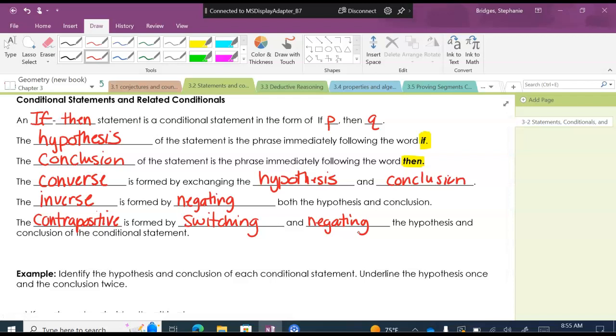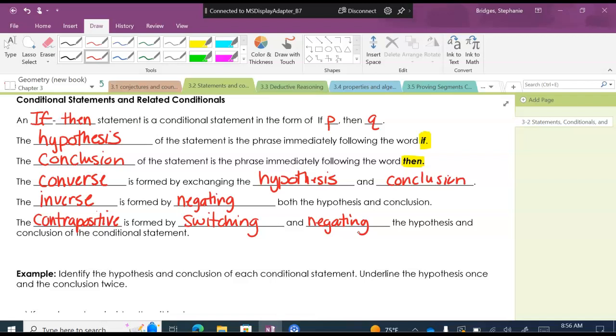Okay, so I want to just kind of take a look at it. You don't have to write this down, but I want to kind of show you what I'm talking about as far as these statements, because we will have to do this. We're actually going to do a little activity tomorrow where you have to put these statements together. So first is my conditional. If it rains, then I will use my umbrella.